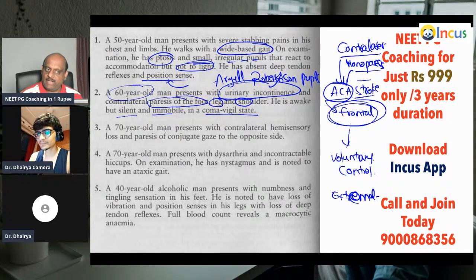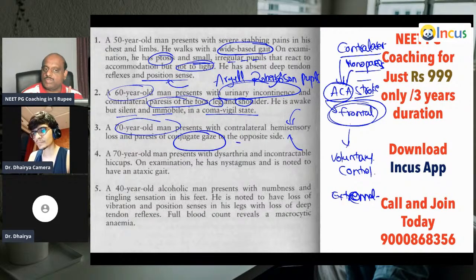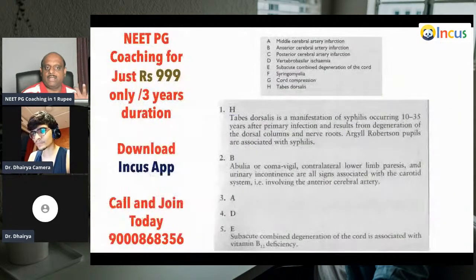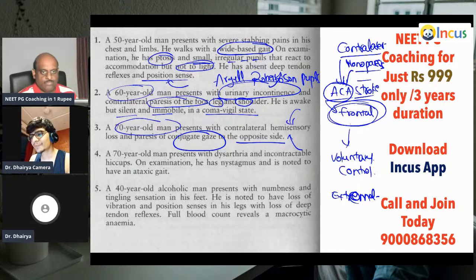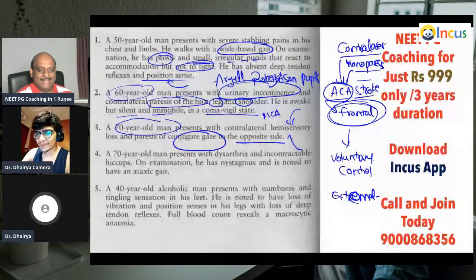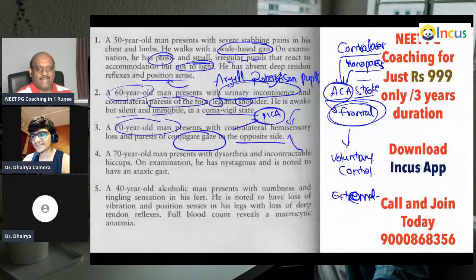Now, a 70-year-old man with contralateral hemisensory loss and paresis of conjugate gaze to the opposite side. What is your diagnosis, doctor? This patient has a dense hemisensory loss along with a gaze paralysis. So this is diagnostic of an MCA territory infarct. I unfortunately don't remember which syndrome this is called, but it is the most common presentation of an MCA stroke.